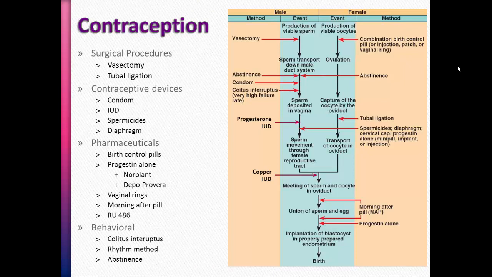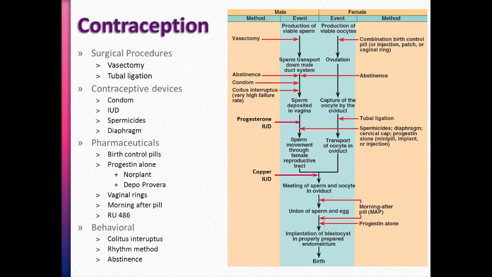Now, progestin-alone pills work similarly. They just don't have the estrogen in them. They work, again, by preventing ovulation, as well as they make that cervical plug really thick again and prevent sperm from entering into the uterus. There are different kinds of progestin-only types of pills or implants. There's Norplant, a 5-year contraceptive implanted under the skin. Depo-Provera is an injection that can last up to 3 months.